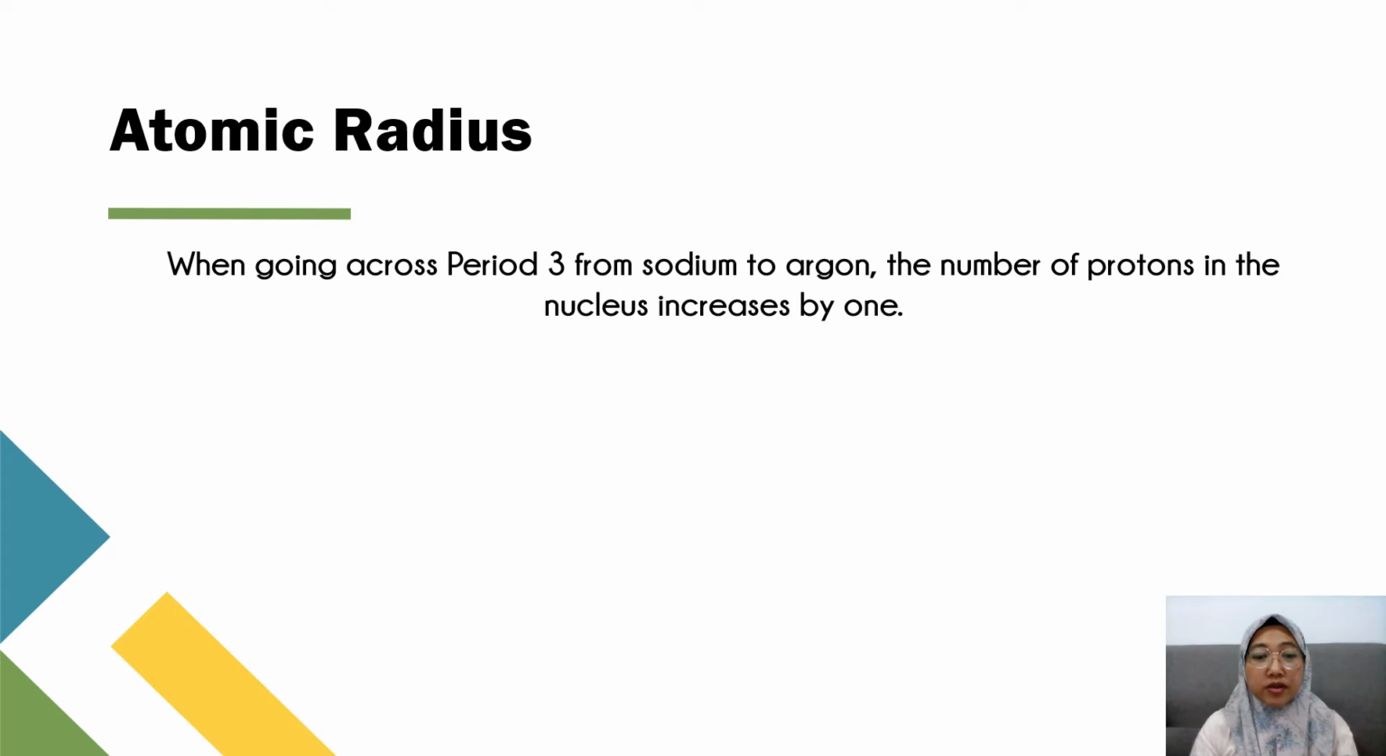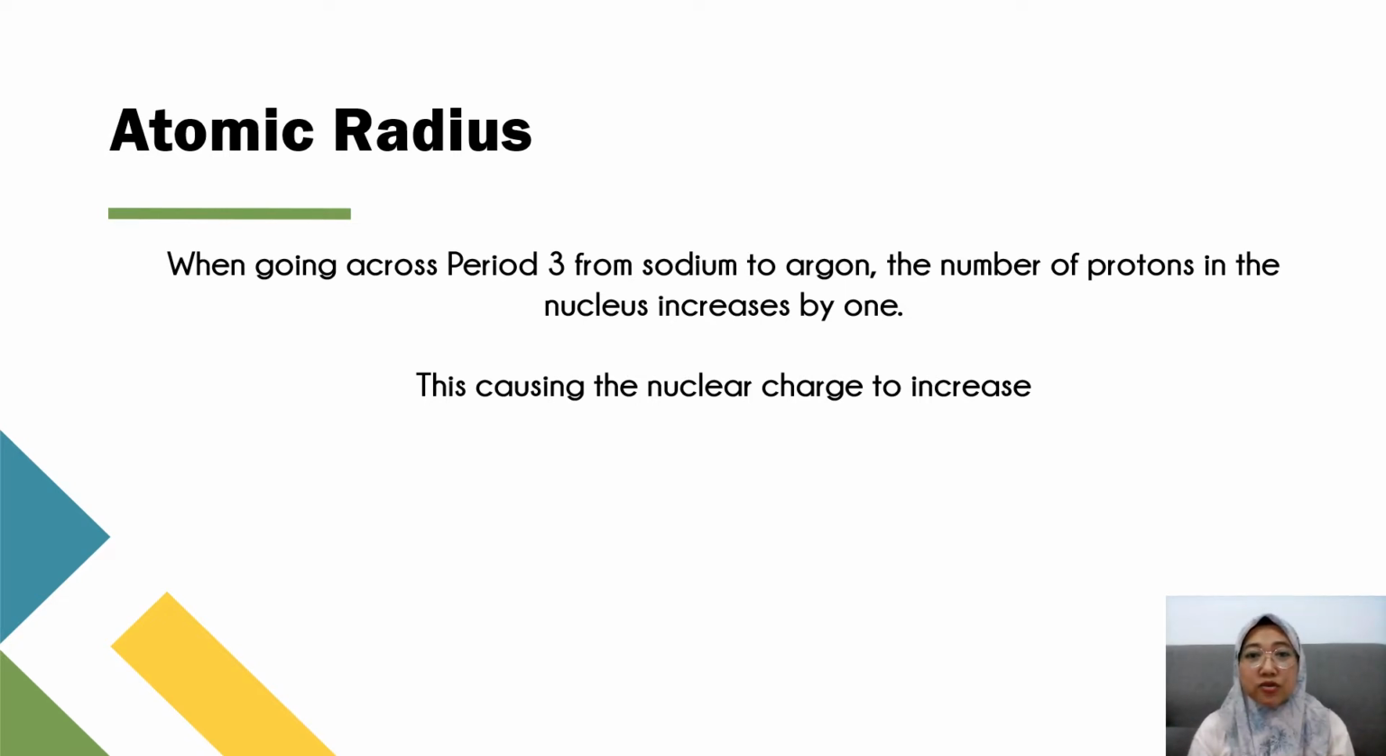So when going across period 3 from sodium to argon, the number of protons in the nucleus increases by 1. This causes the nuclear charge to increase. Okay, so the nuclear charge refers to the number of protons in the nucleus. Okay, remember in the nucleus we have proton and neutron. So proton is positively charged, neutron is neutral. So increase in number of protons, therefore increase in nuclear charge.